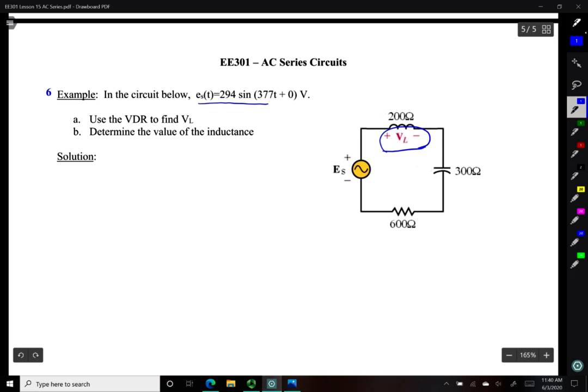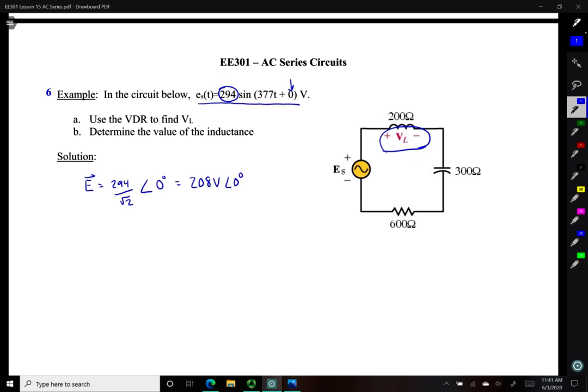We see that they give us the time domain representation for our voltage source, so we need to convert that into a phasor. Right, so we take our peak value, 294, and divide that by root 2, and then add the phase angle, which we get right here. Alright, and that gives us 208 volts with a 0-degree phase angle.